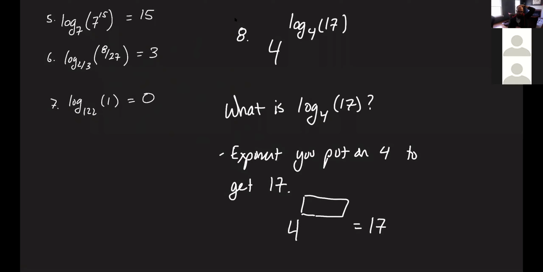but here we have this number, log base 4 of 17. This thing here is a number, and it's the number that if I put it as an exponent on 4, I'm going to end up with 17. So what do I put in this box?